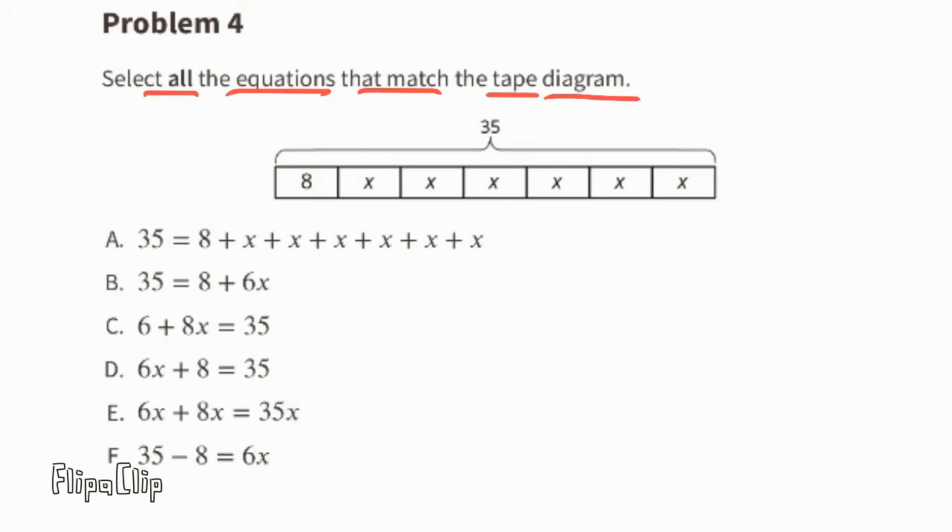Problem number 4. Select all the equations that match the tape diagram. A. 35 equals 8 plus x 6 different times.